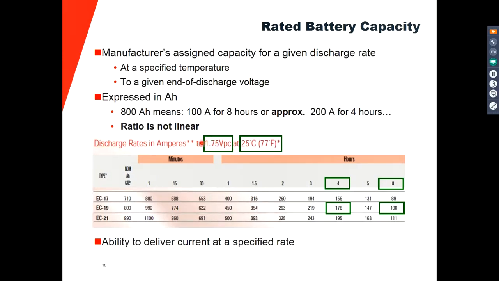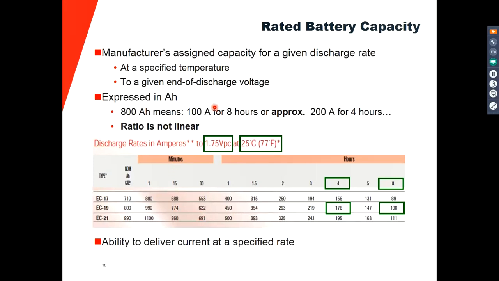So you have a voltage per cell. That's the lowest voltage that the battery should be discharged to. It's also called end voltage, terminal voltage. And this table is also referred to a temperature, 25 degrees C. This means that if the battery is not operating at this temperature, it's not going to guarantee these values that are given in the table.